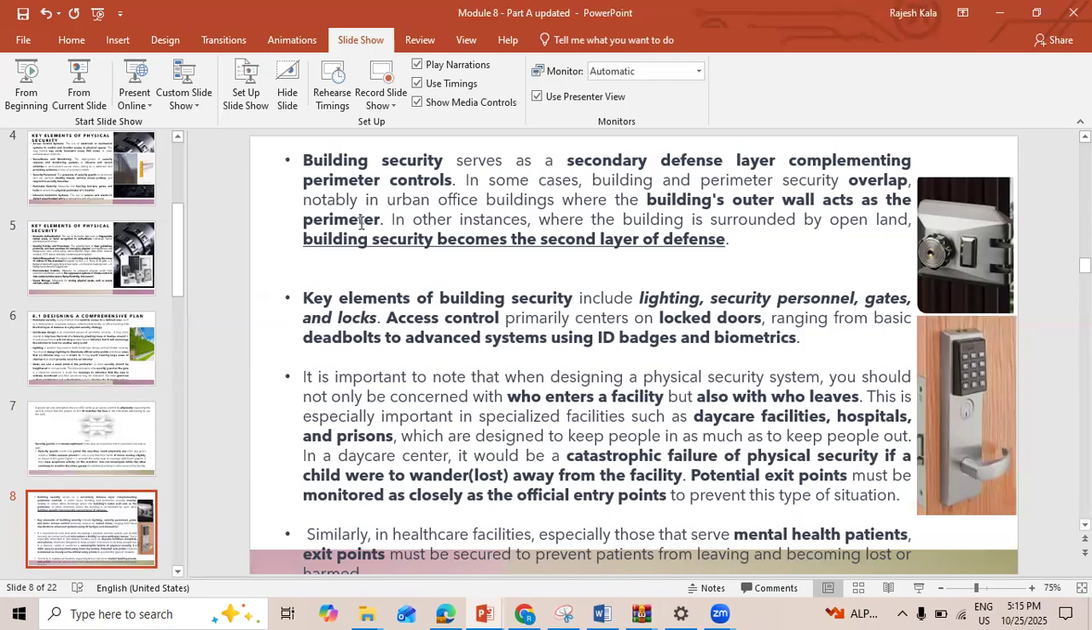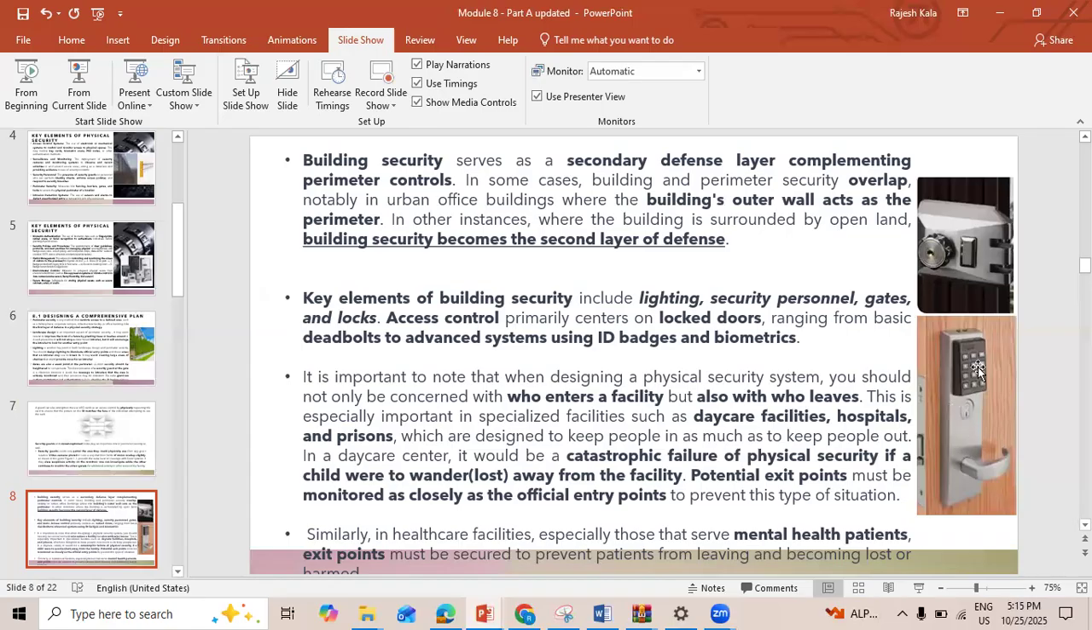And access controls, usually we have locked doors, and some are deadbolts, the old type of lock and key, and some have advanced systems like ID badges and biometrics. Like this, this is the old one, where we have to enter the PIN number. This is a new one.